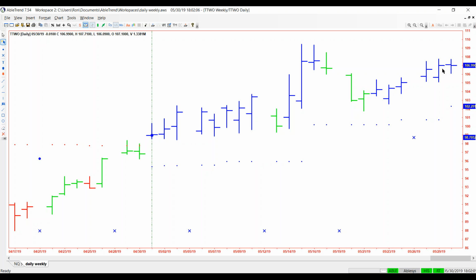We got in at 100, and hey, we're almost at 107. We're a penny short of 107. So we're up about 7% in a couple of weeks now, and of course, if you're an option trader, you're making more because you're using leverage.